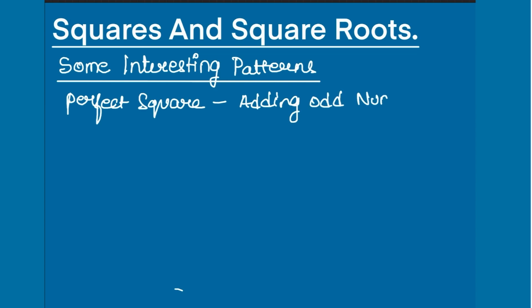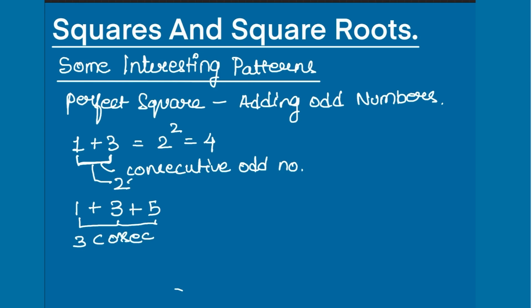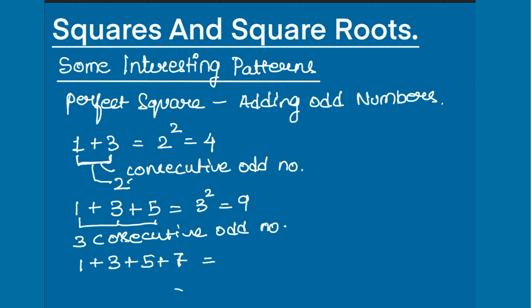Now we will see that if you keep on adding odd numbers, you land on a perfect square. Let's see how. See, 1 plus 3 equals, these are consecutive odd numbers. So if we add these two, we are getting 4, which is the square of 2. So now if we say 1 plus 3 plus 5, these are 3 consecutive odd numbers. So it will become 3 square, that is 9. Now if you say 1 plus 3 plus 5 plus 7, these are 4 consecutive odd numbers, so 4 square equal to 16.